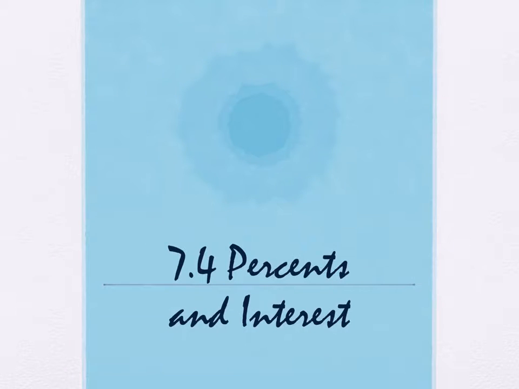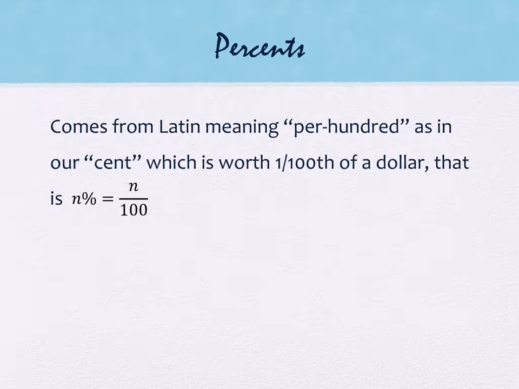Section 7.4 is titled Percents and Interest. This is really like two sections mushed into one that don't exactly lend themselves to the same section. They've just put them both in the same section. So we're going to start with percents.